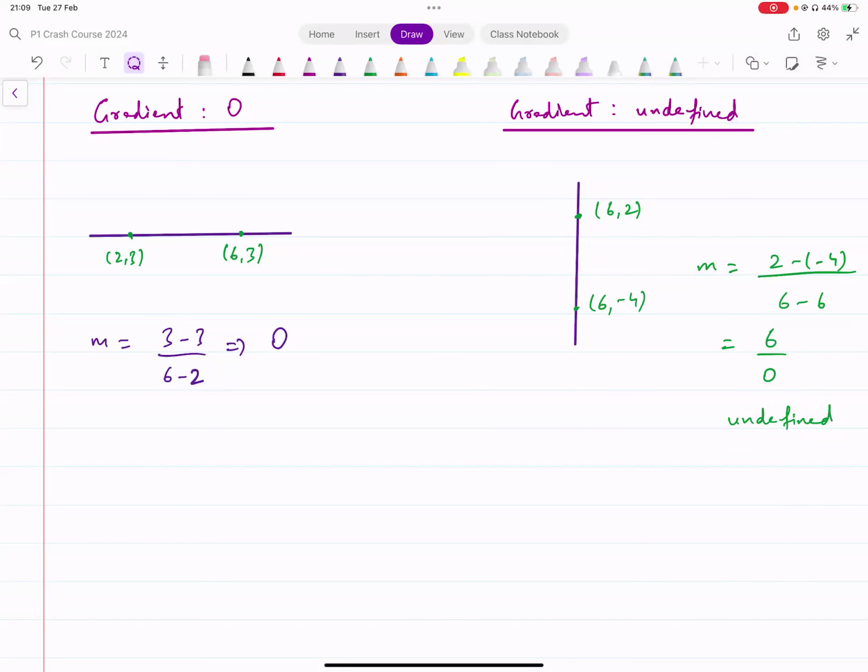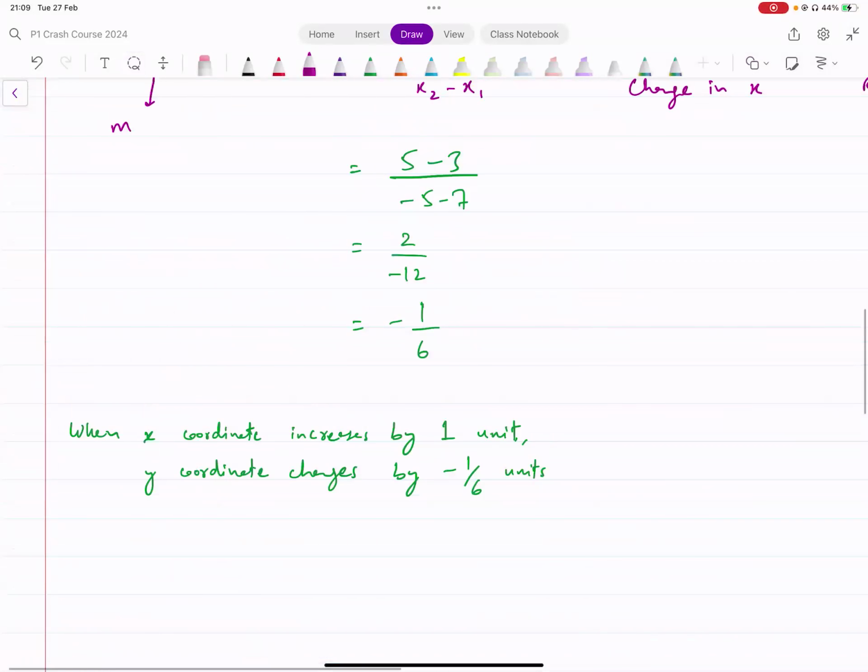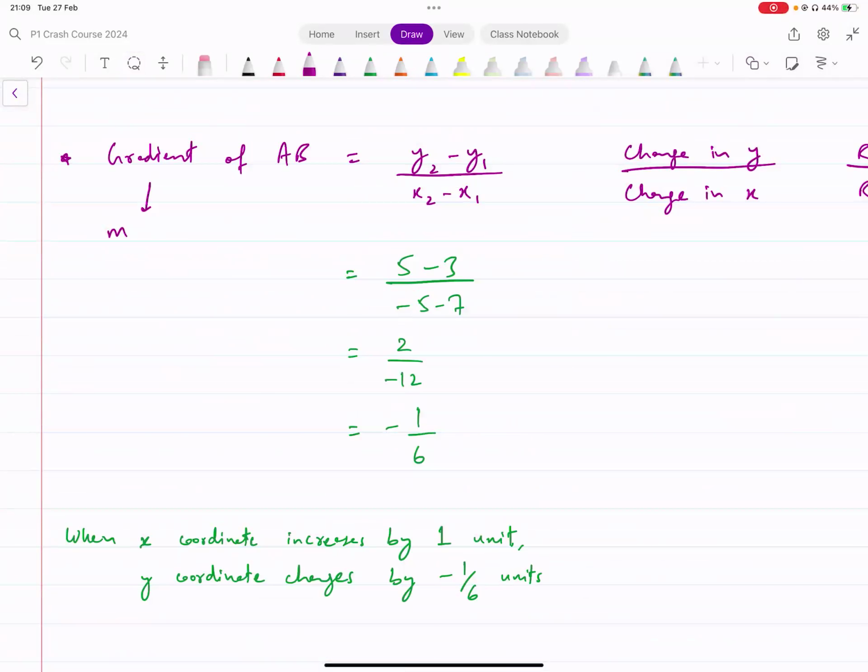All right. Now, another name that we use for gradient sometimes is also slope. So you should also be aware of that. It's also known as slope. And a notation that we use for gradient is m. That's a notation that we use. Okay. So it can be called gradient or slope. Both of them work for this.